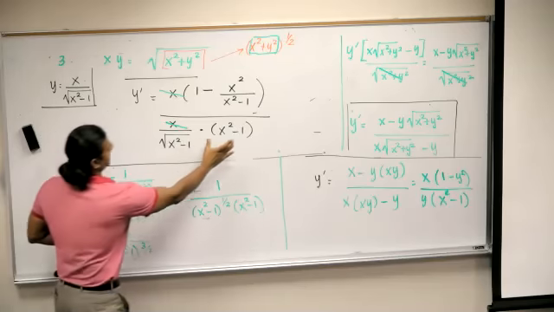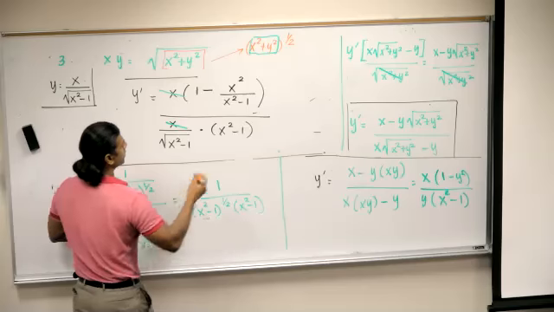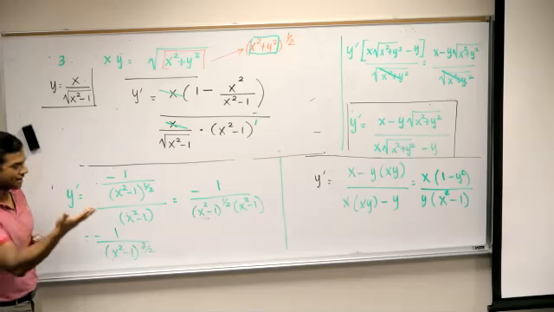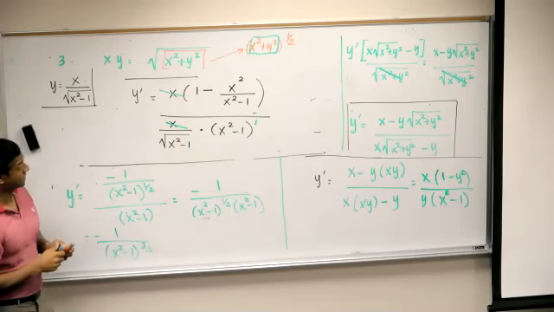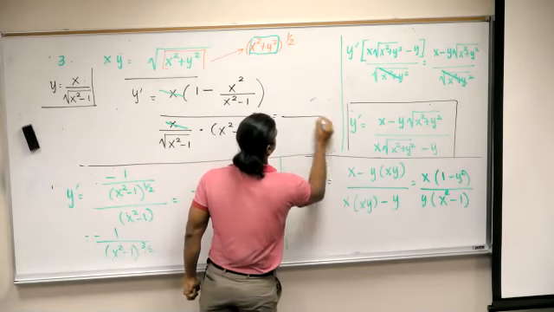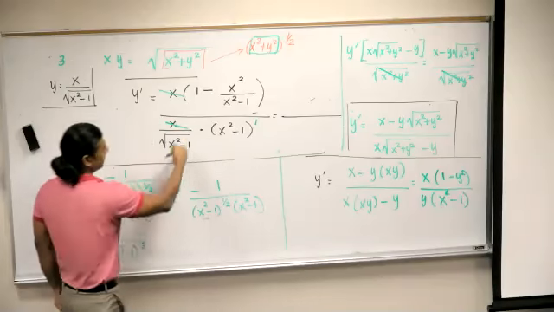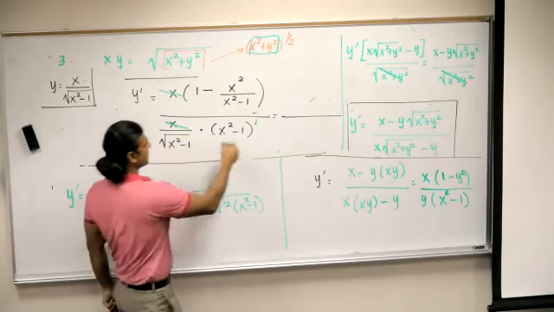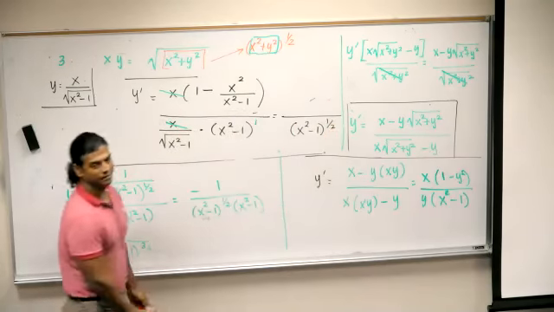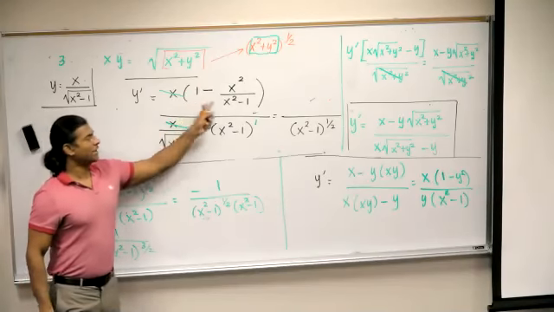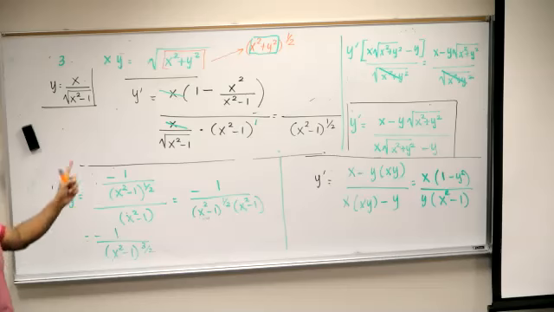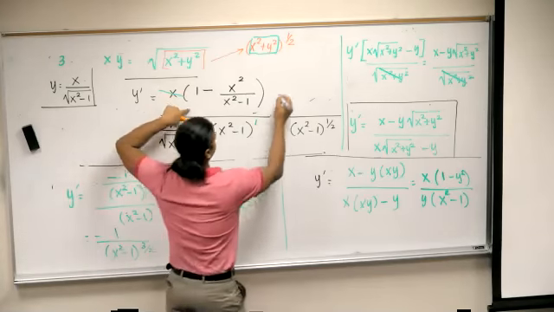X squared minus 1 has a power of 1. You're dividing by (x squared minus 1) raised to 1/2. What would the denominator reduce to? (X squared minus 1) raised to 1/2. Good. With me. How do we combine the numerators? Combine the denominators. Multiply and divide by x squared minus 1.